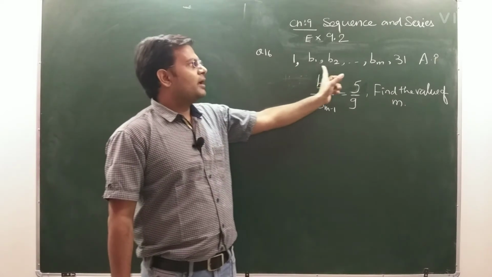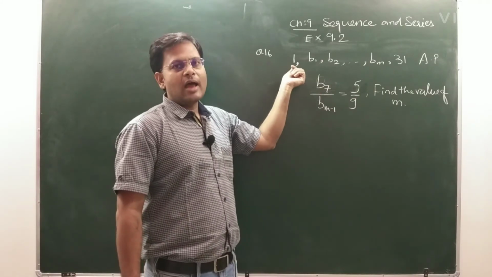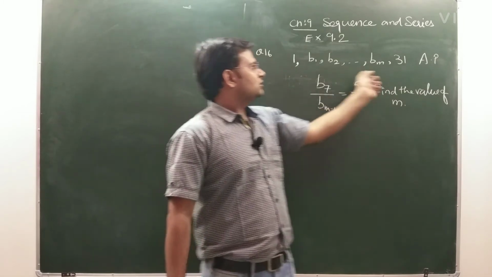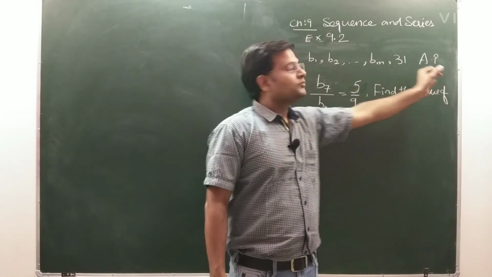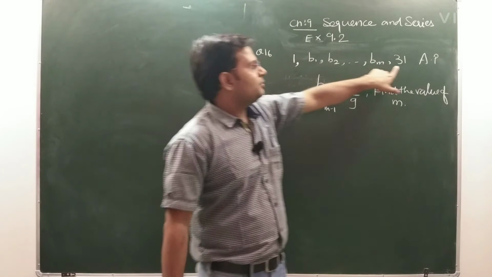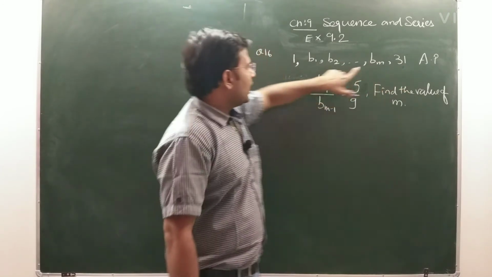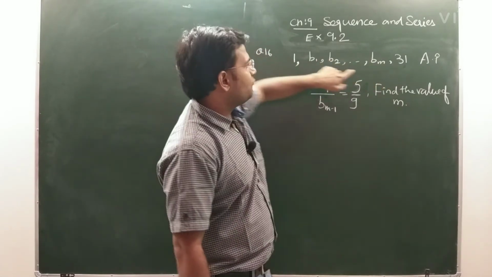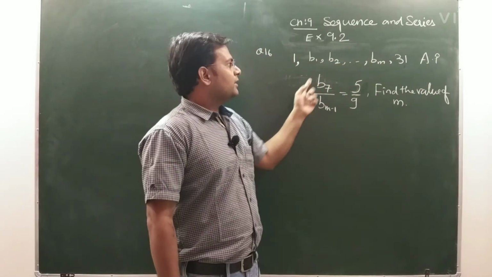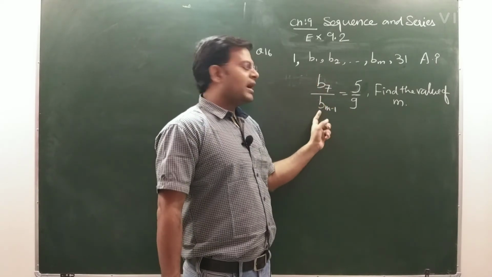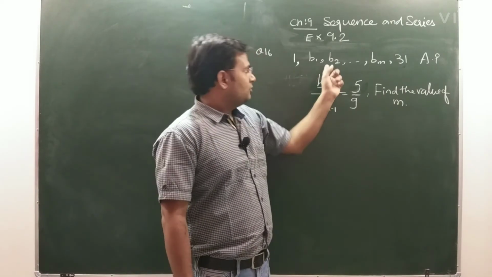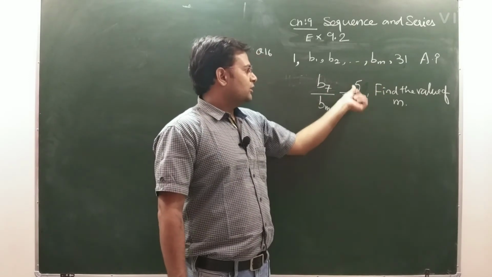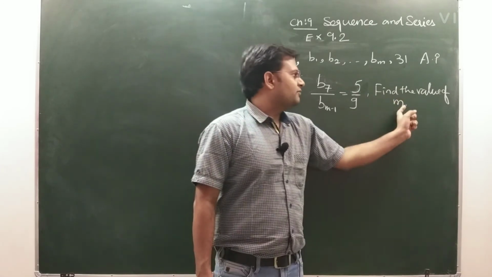There are m numbers between 1 and 31. As a result, you will get this sequence as an AP. So you see 1 is the first term and 31 is the last term, and including all the numbers, they are forming an AP. It is given that the 7th number and the (m minus 1)th number, among the numbers which we have taken in between 1 and 31, have the ratio 5:9. We have to find the value of m.